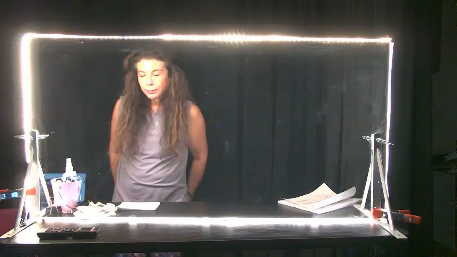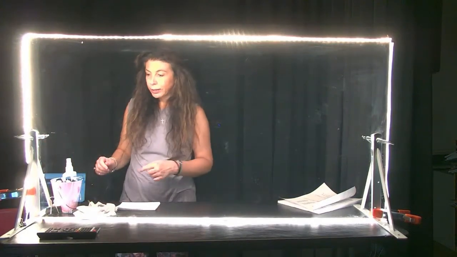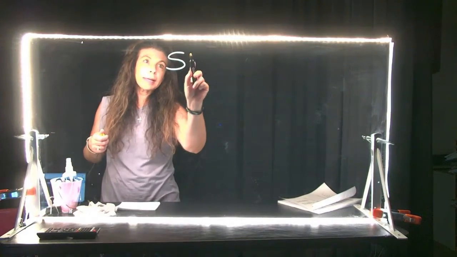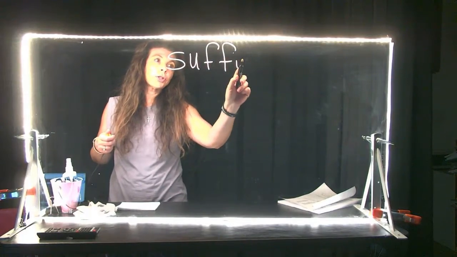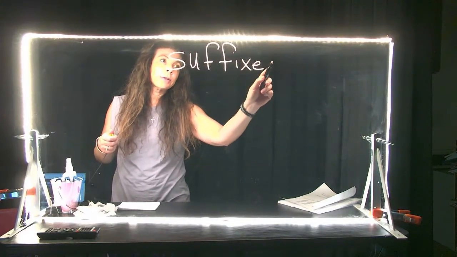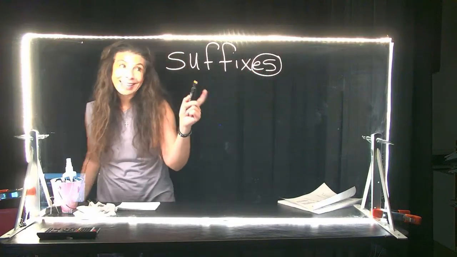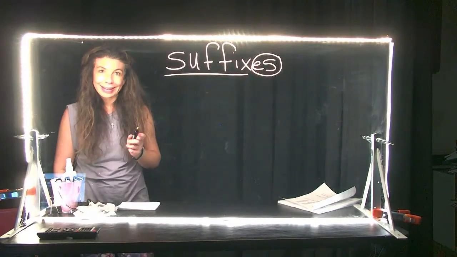Okay, third grade, here we are, Unit 2, Week 1, Day 3. Continuing with our main topic, which are suffixes. We need to learn all of our suffixes. If you notice that suffix has an ES, it's because the base word ends with an X.